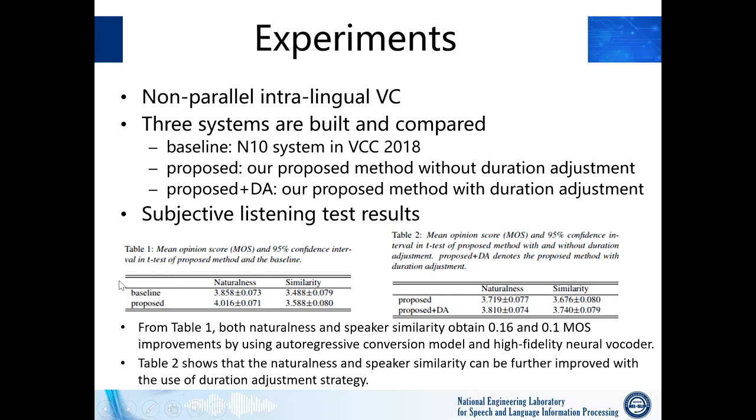First of all, we compare our proposed method without using duration adjustment with the baseline system. From table 1, we can see that both naturalness and speaker similarity can obtain 0.16 and 0.1 MOS improvements by using the autoregressive conversion model and high-fidelity neural vocoder. Then we evaluate the effectiveness of using duration adjustment. We can see from the results in table 2 that the naturalness and the speaker similarity can be further improved with the use of the duration adjustment strategy.